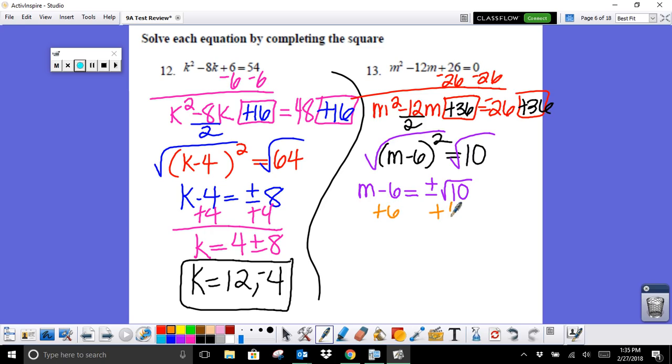Now I'm going to add 6 to both sides. So I have m equals 6 plus or minus the square root of 10. And I think most of the teachers are okay with y'all leaving it like this if it does end up being an answer with a square root in it.